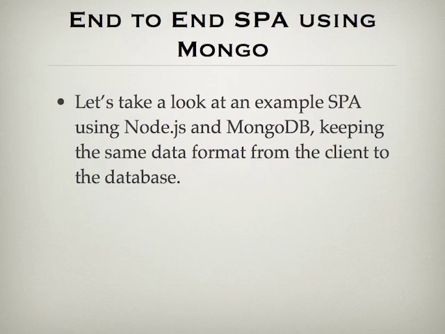All right, so now let's take a look at an example SPA using Node.js and MongoDB, keeping the same data format from the client to the database. So first, I'm just going to start up Mongo here and take a look at what databases I have in Mongo. There's a list of them, but can you guys read that? Yeah, all right. The one we care about is SPA.